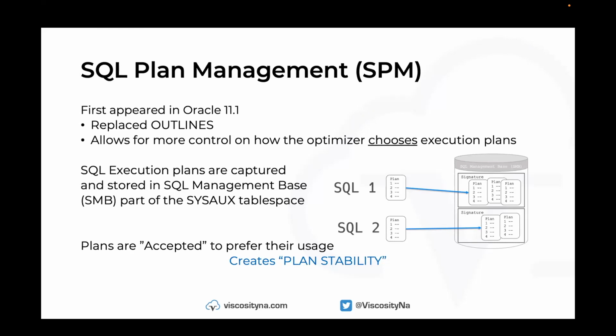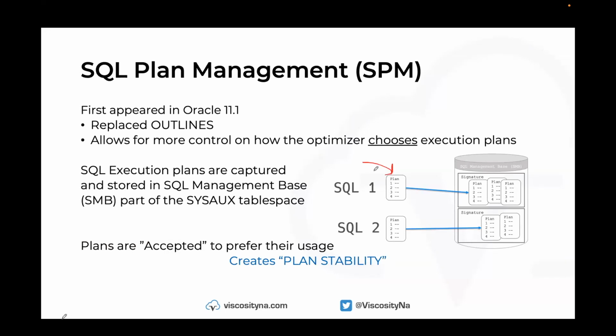If there's more than one way to run that SQL statement and one of those is faster than the other, we use what are called plan stability tools to try to have the optimizer choose the one that we think is fastest, right? This is a feature, SPM, that came out in Oracle 11. It replaces outlines. It allows control over how the optimizer chooses that execution plan, right? So if I look at this picture here, we have a SQL statement and, actually, let me get my pen out here.